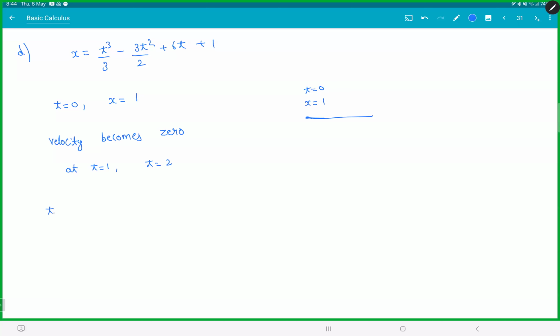So where are you at t is equal to 1? At t is equal to 1, your x coordinate will be 1 by 3 minus 3 by 2 plus 6 plus 1. How much is this? 6 plus 1, 7. 7 plus 1 by 3, that is 22 by 3, minus 3 by 2. That's 44 minus 9, 44 minus 6... 35 by 6.